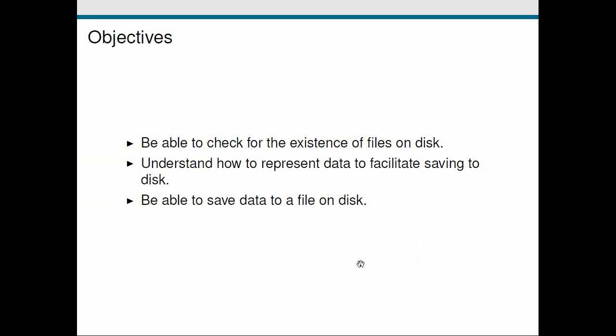Okay, so returning to the objectives. The first thing was we wanted to be able to check for the existence of files on disk. So this is just a good safe coding way to do things to stop us overriding things that we don't mean to. Then we looked at how we can organize our data in this tabular format, so rows and columns, so that it makes it easy to save things to disk. And finally, we looked at the actual mechanics of how we can go about saving a file on disk.